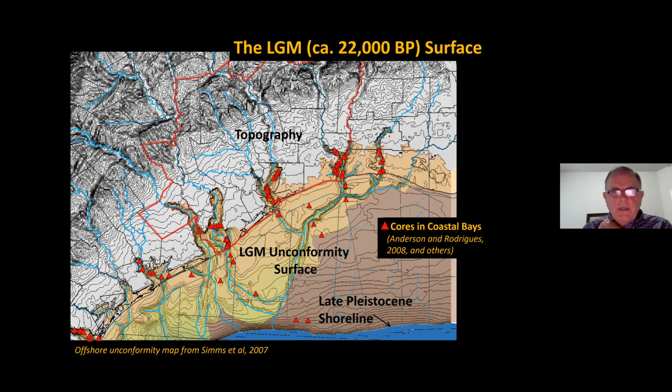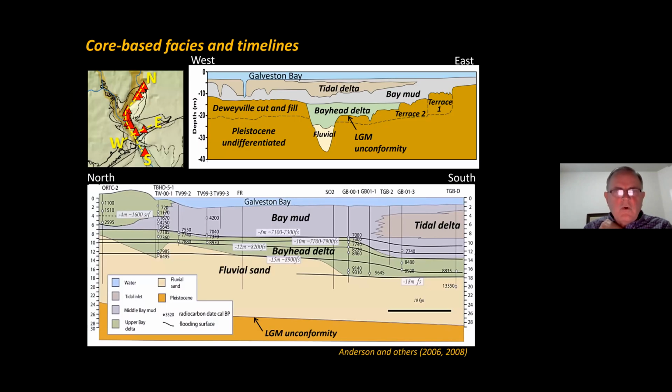And they're shown there in red. There's lots of them in most of the Texas bays and some Louisiana ones. Let's just zero in right now on Galveston Bay, that area in the black there. And let's take a look at a cross section using those cores. There's two cross sections here.